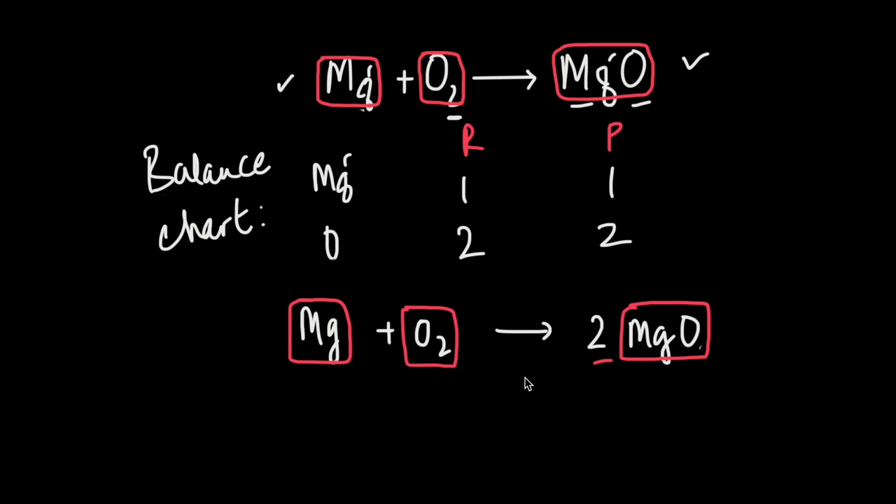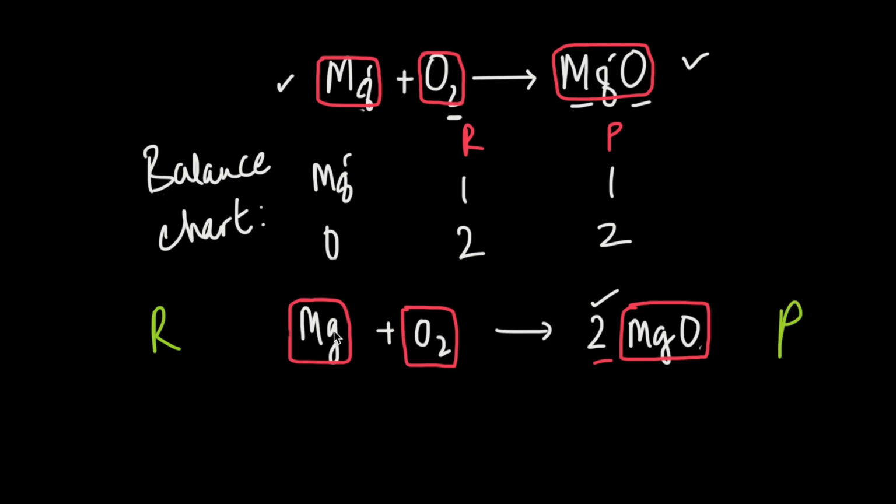And let's have a look at how things have changed after I've made this addition of 2 in front of MgO. This 2 that I put here to balance oxygen not only has increased the number of atoms of oxygen, but now it has also increased the number of atoms of magnesium. So let us revise how many atoms there are of each element once again. This is the reactant side and this is the product side.